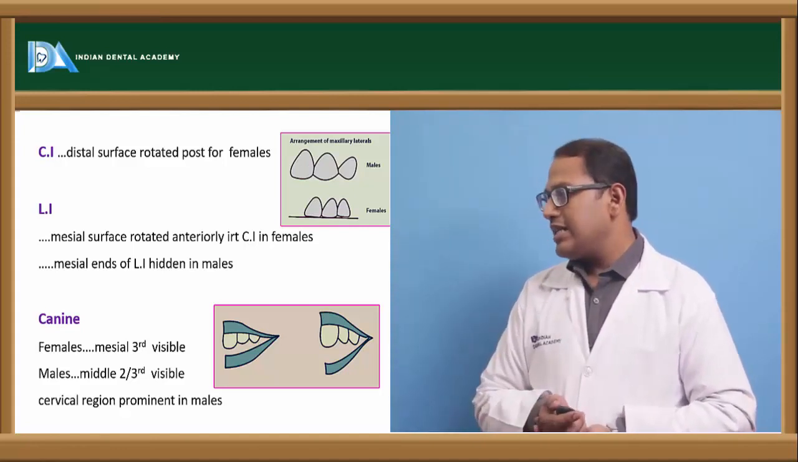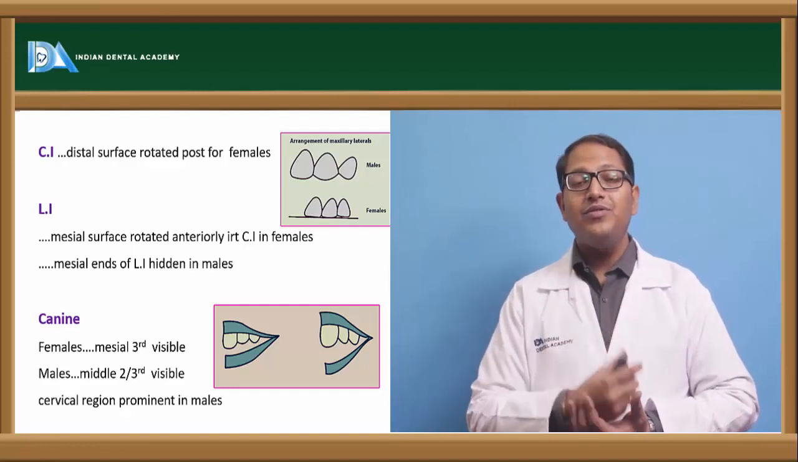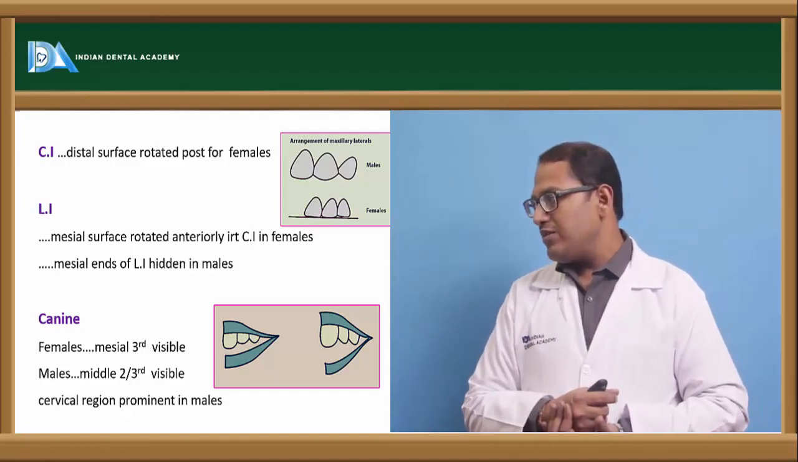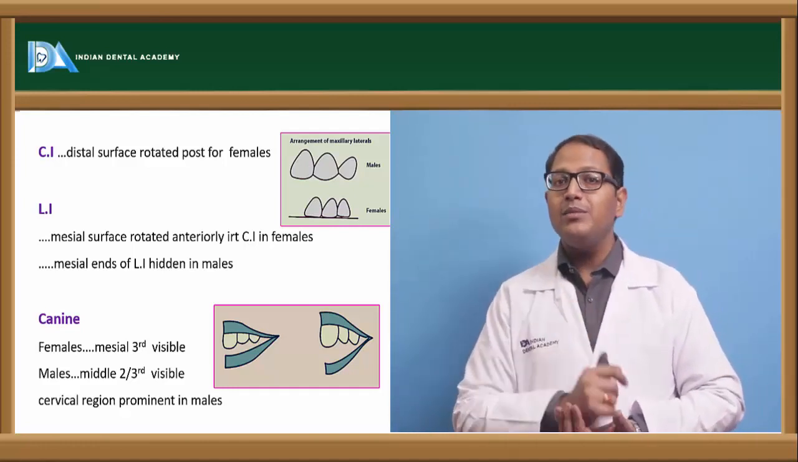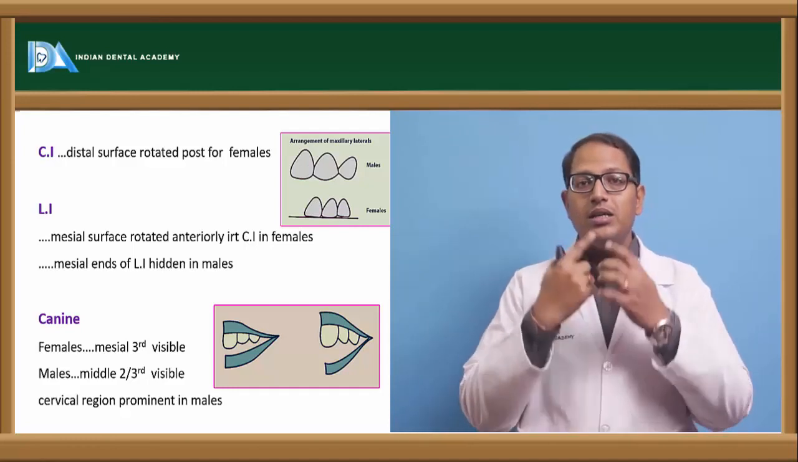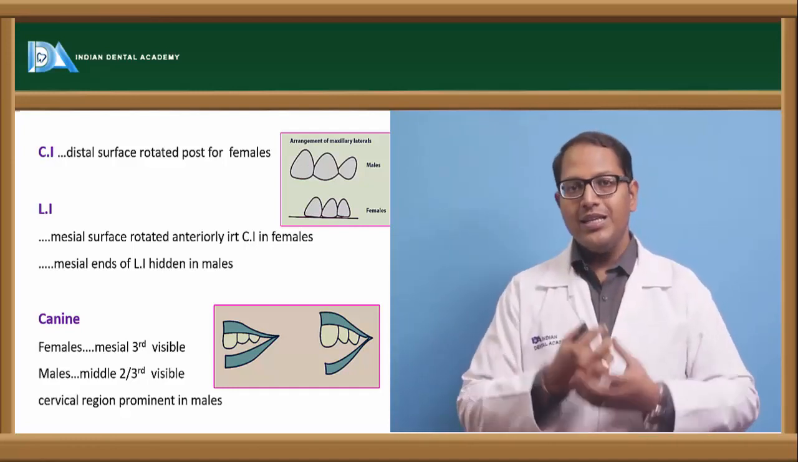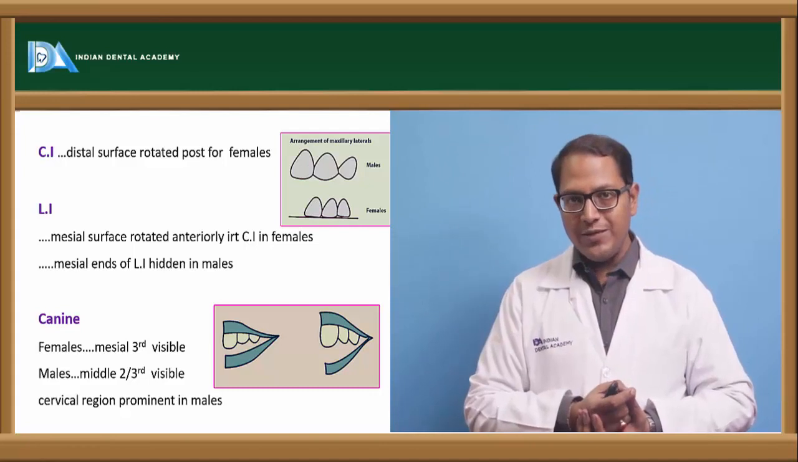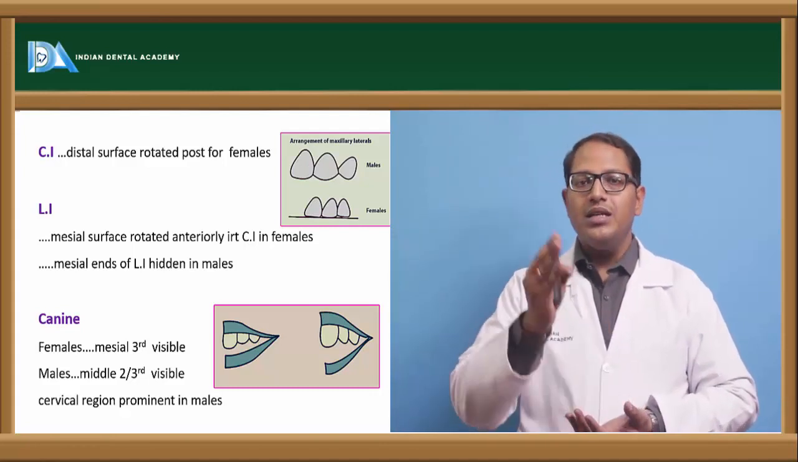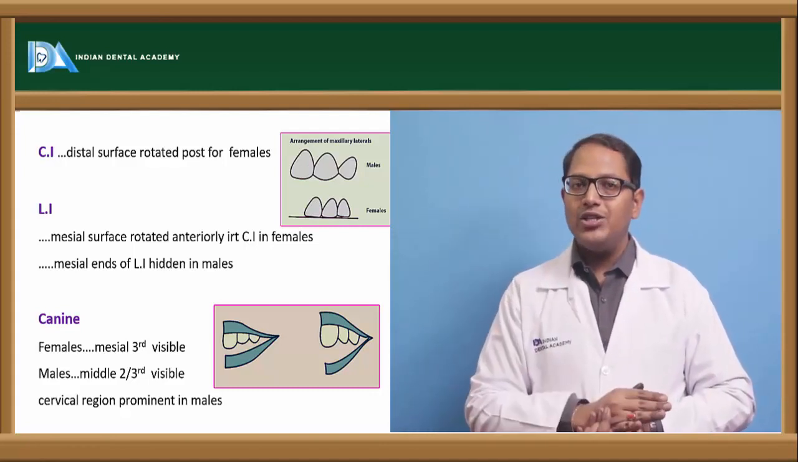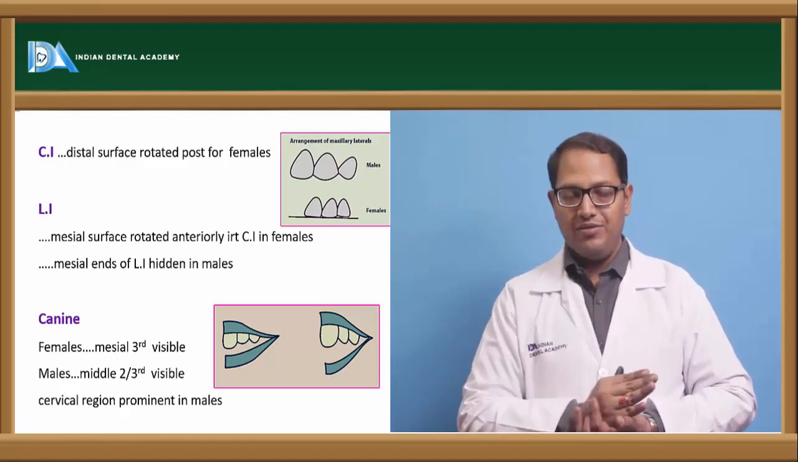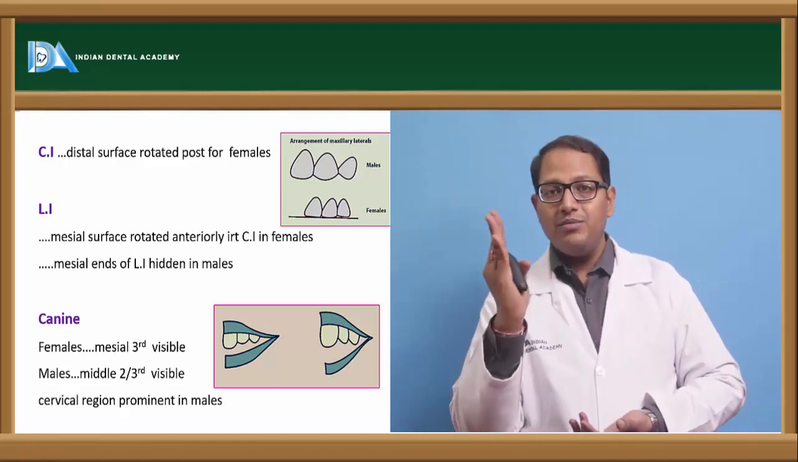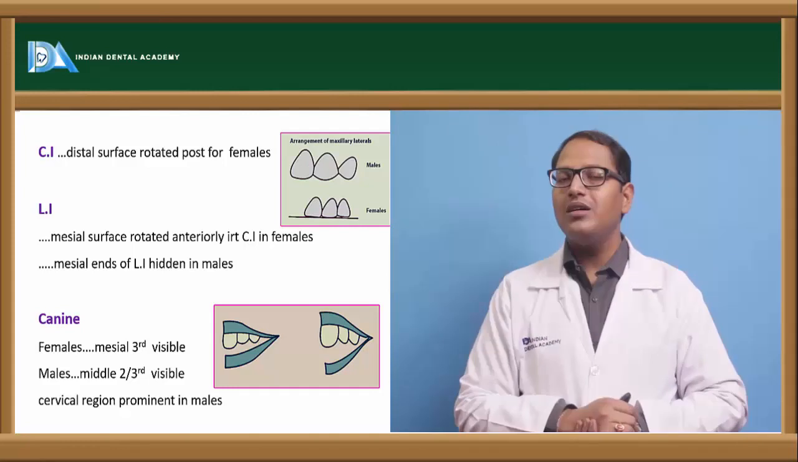Coming to the canines, the mesial third of the canine in a female should be visible, whereas for a male the teeth can be visible till the middle two-thirds. This is because the lip curvature of males is more than that of females. So for females, the arrangement of the canine line should be limited to the mesial half, whereas the canine line for the male should be till the two-thirds of the canine.